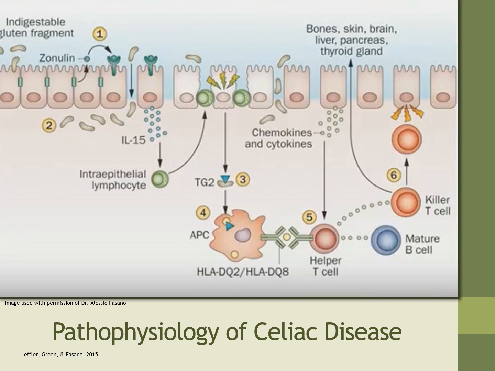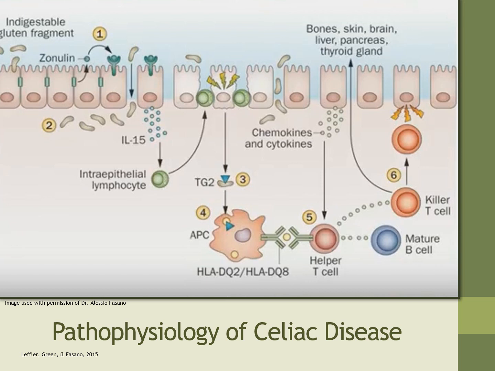Gliadin, which is the component of gluten, is responsible for the immune reaction in genetically predisposed individuals. When gliadin enters the small intestine, it is very difficult to digest, and as a result, long polypeptides remain in the small intestine and cannot be completely digested.